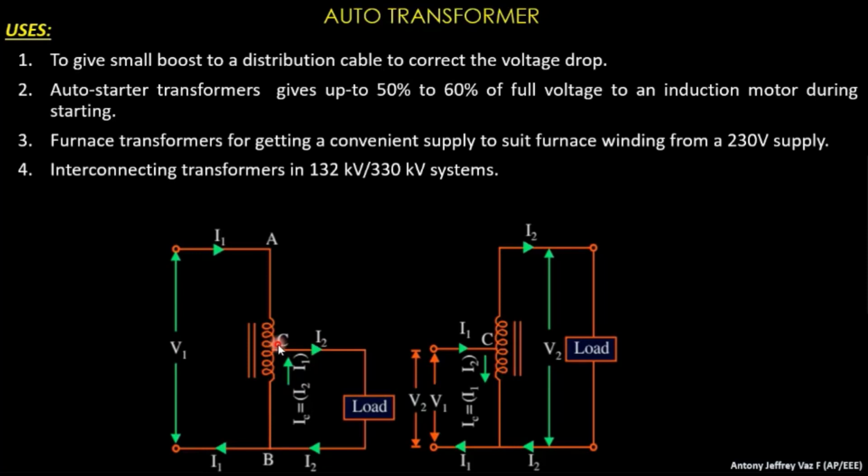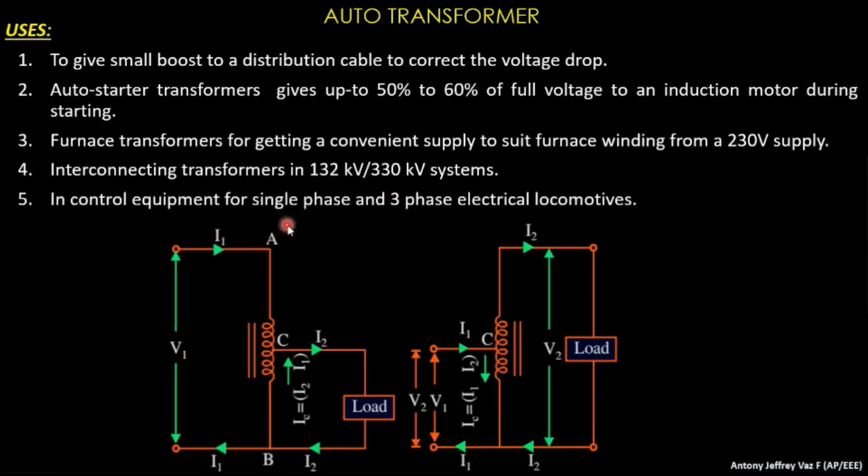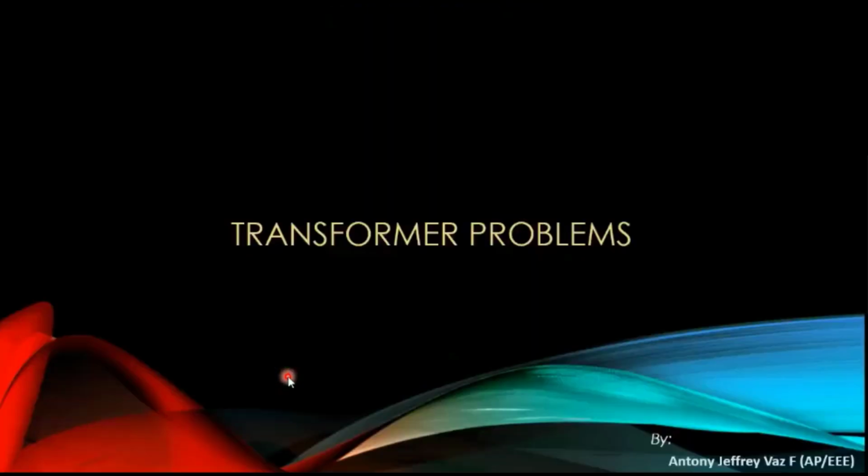Interconnecting transformers in 132 kV and 330 kV systems. So these transformers can be used to interconnect 132 kV or 330 kV systems. Also in control equipment for single phase and three phase electrical locomotives. So autotransformers are used as control equipment for single phase as well as three phase electrical locomotives. Next, we will be moving to the problem section.